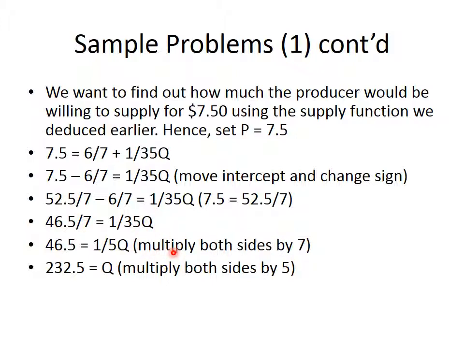Okay? Now we multiply both sides here by 5. That's going to make the Q a whole number. We end up with 232.5 equals Q. Well, that's what we were looking for.